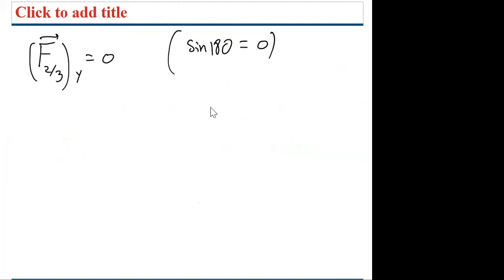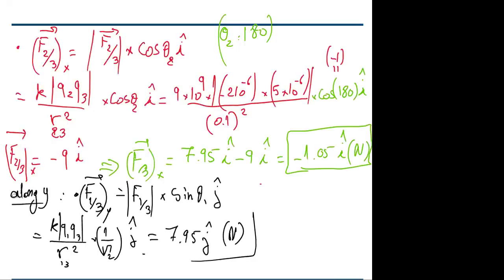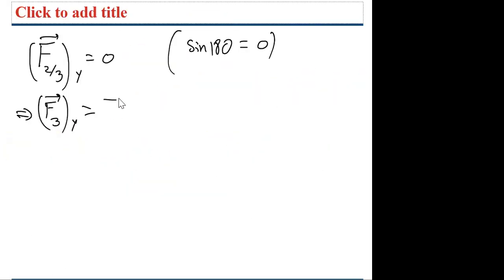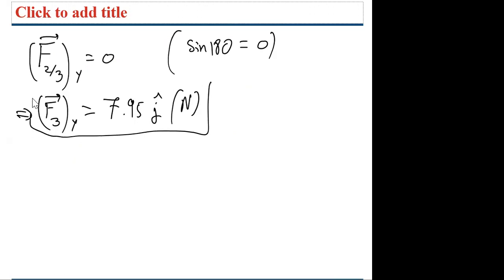Good. Now let's calculate the second vector, the y component of the second vector, f2 on 3 along y. It will be 0. Why? Because sine 180 equals 0. So in this case, f3 along y will be equal only to 7.95 j, and the unit is Newton. Now we have the x component of the vector f3 and the y component of the vector f3.